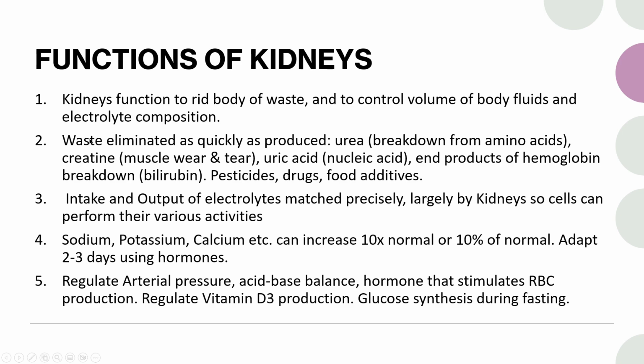So waste must be eliminated as quickly as it is produced, because waste will poison the environment for the cells. So as fast as they're produced, they must be gotten rid of. For example, what kind of waste? You are talking about urea. Urea is from the breakdown of amino acids. Creatinine is from the breakdown of muscle wear and tear. Uric acid is from the metabolism, from the breakdown of nucleic acid.